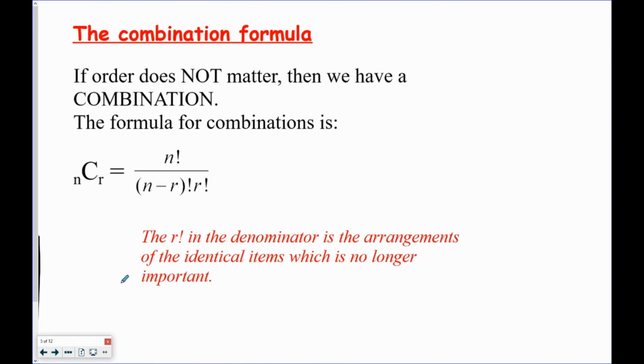What's next? The actual combination formula. If the order doesn't matter, then we have a combination. Here's the formula. It's n factorial on the top, n minus r factorial on the bottom. This first part is exactly the same as the permutation formula. The only difference is that you have this additional r factorial. Again, it's on your formula sheet. And I already told you the r factorial in the denominator accounts for the arrangements of identical items, which are no longer important in those kinds of questions.